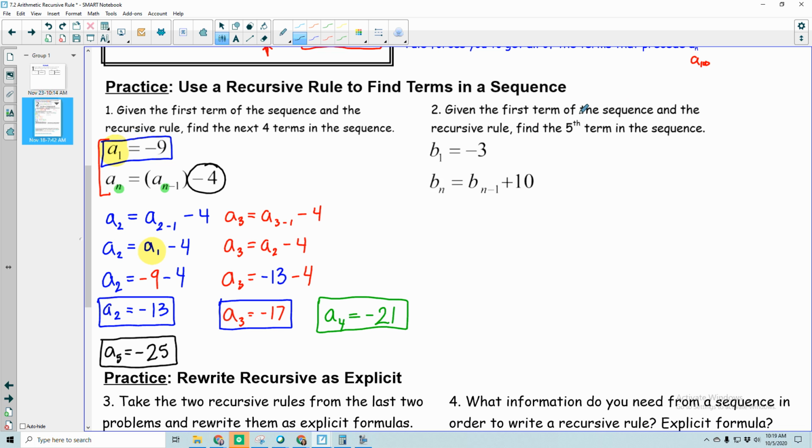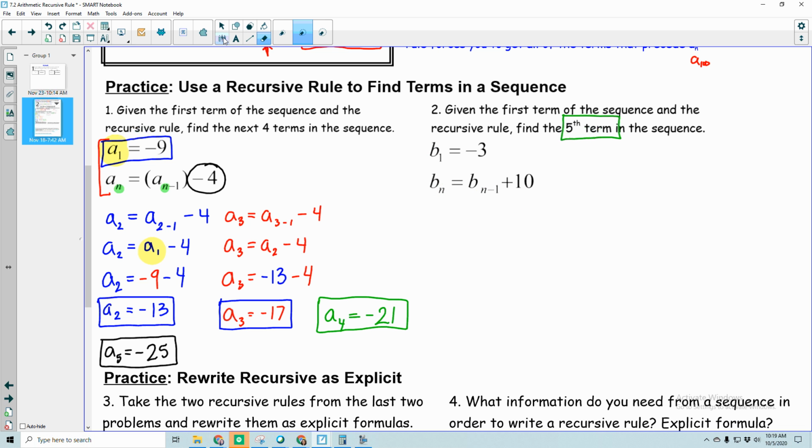Okay, so for example, the next problem. Given the first term in the sequence and the recursive rule, find the fifth term in the sequence. What is the fifth term? I want to be careful here because this is not an explicit formula. I wish I could just plug in 5 for these n's and it would just give me the answer that I wanted. But recursive formulas don't work like that, so I have to go step by step.